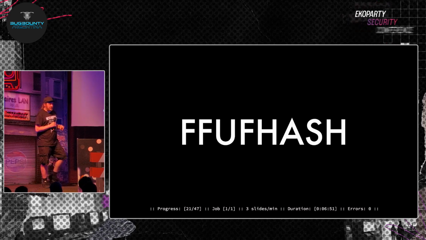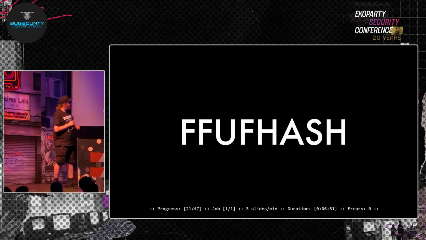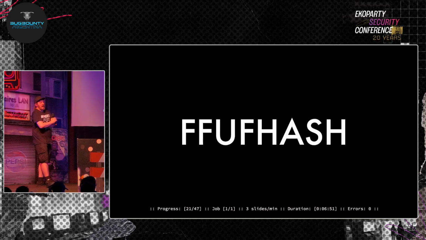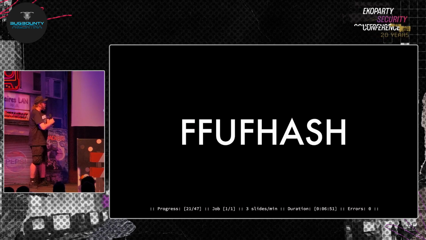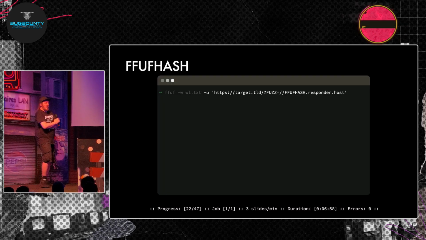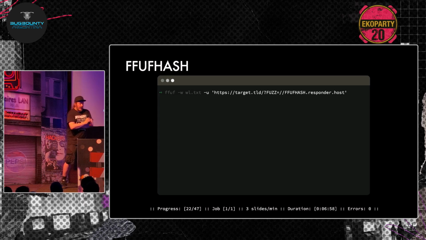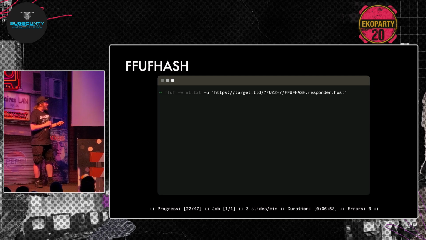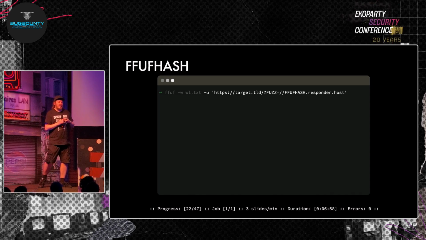The next feature, FFUF hash. This is also a pretty underused feature that I think is cool. What FFUF hash is, is that it's another keyword that is automatically included in all of these. Well, you can basically put it anywhere. And what it does, it creates a unique hash for each payload or each combination of payloads that goes out.